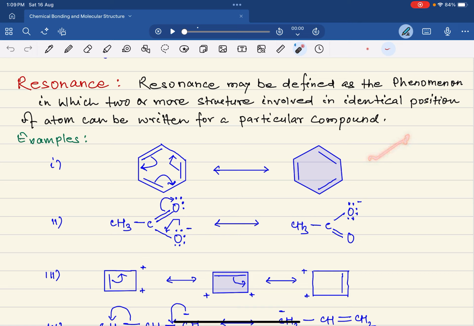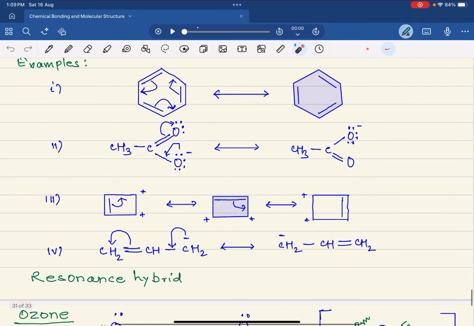Similarly, in case of acetate radical, CH3 C double bond O and O minus, minus because after the removal of H, oxygen acquires a negative charge. Due to involvement of electron, the structure becomes CH3 C double bond O. Again delocalization of pi electron.